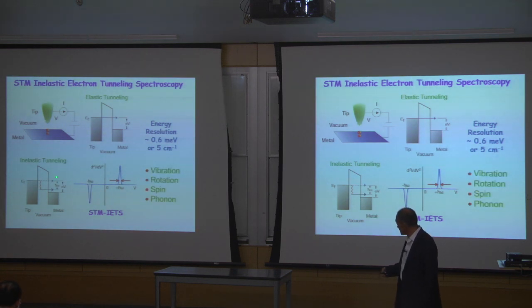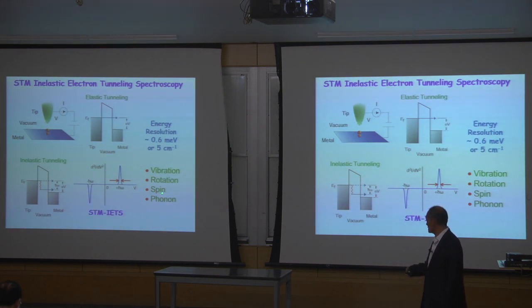Now, this inelastic event, as I have mentioned, can correspond to different excitations in the system. These different excitations can be vibrational motions in a single molecule, or rotation, the molecule can rotate, or the spin. If you have an unpaired electron in the molecule, then you can detect the spin in the single molecule, and then you can detect phonons in the sample.